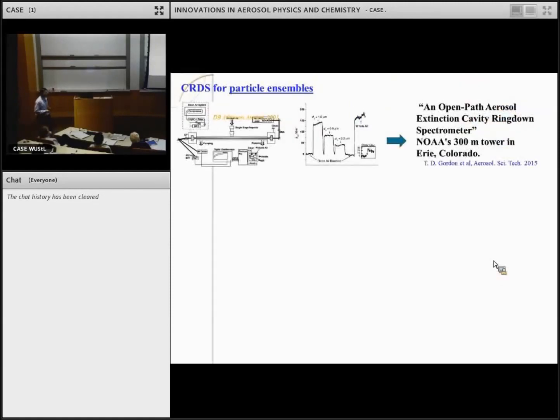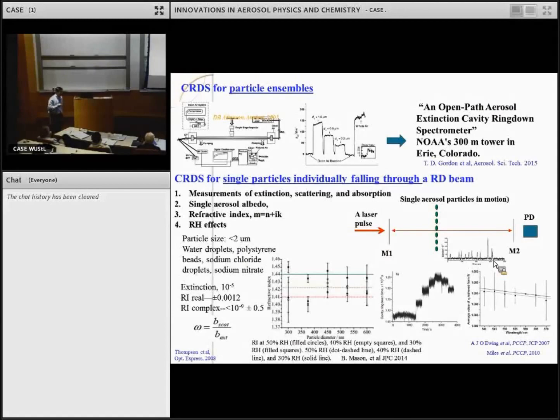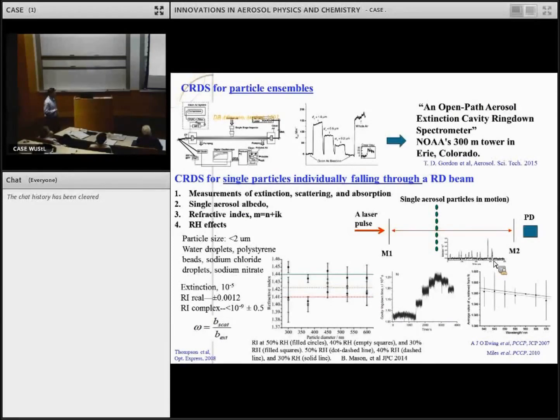If we look at technology development from the early stages by D.B. Atkinson, they put millions of particles in the gas cell and measured the total extinction. Right now, we have ring-down extinction spectrometers deployed on site to measure the total extinction of aerosol particles. For single aerosol particles individually falling through the ring-down beam, we can measure extinction, scattering, absorption, the single scattering albedo, and the refractive index, both real part and imaginary part, and also look at the relative humidity effect on the single aerosol particle refractive index. This has been done, and also wavelength-dependent extinction. This is pretty much done by the group at Bristol University. And this one, single scattering albedo, is by a group in the US in 2008.